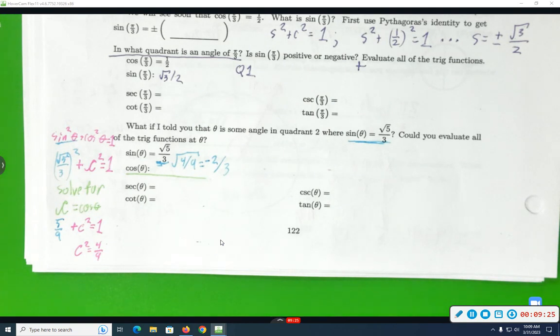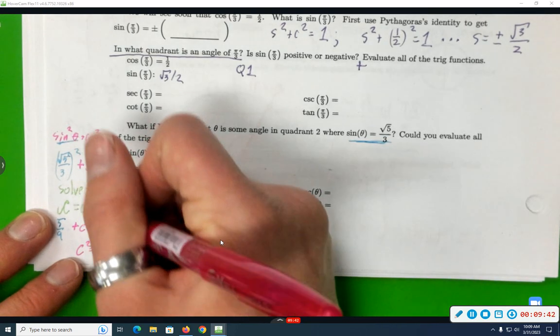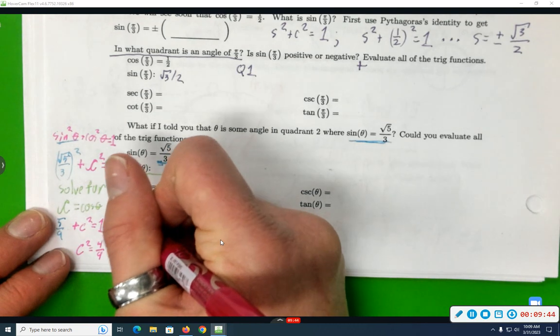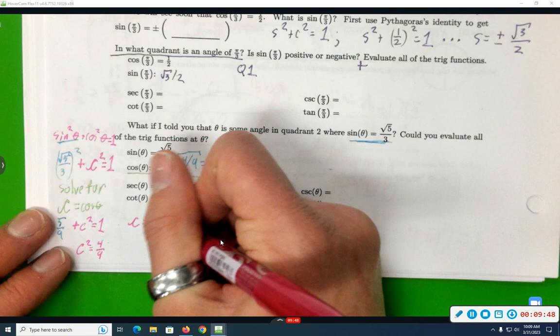How do people feel so far? I want to solve this for c. Am I done solving for c? What's left? Take the square root of both sides to get rid of that square. So, taking the square root of both sides will give me c equals plus or minus the square root of 4 over 9.